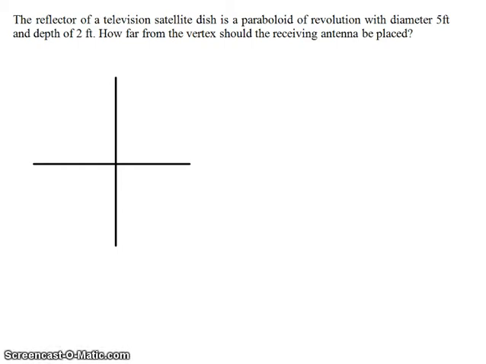The reflector of a television satellite dish is a paraboloid of revolution with diameter 5 feet and depth 2 feet. How far from the vertex should the receiving antenna be placed? We want to place that receiving antenna at the focus point. And so we have to figure out the p-value based on these dimensions to figure out where to place the focus. Let's go ahead and draw what our parabola looks like in the XY system with these given dimensions.